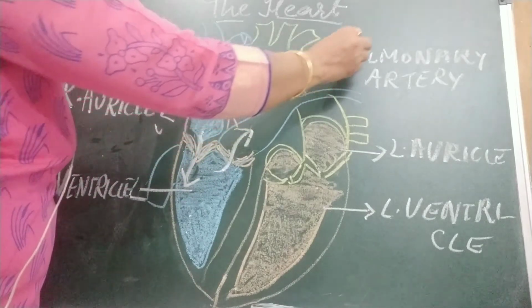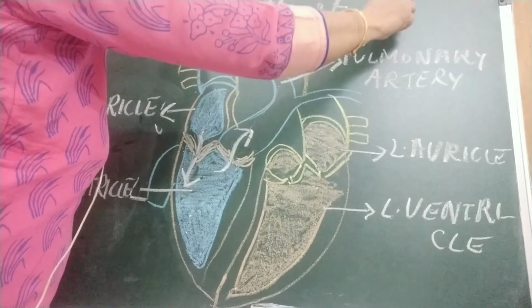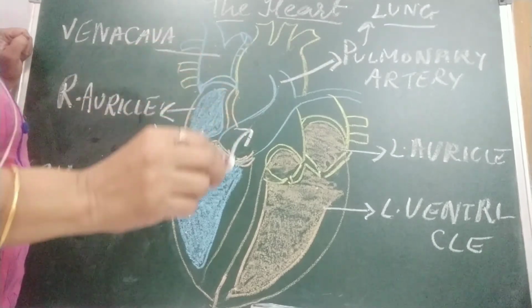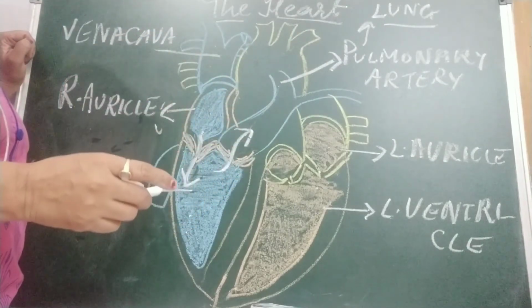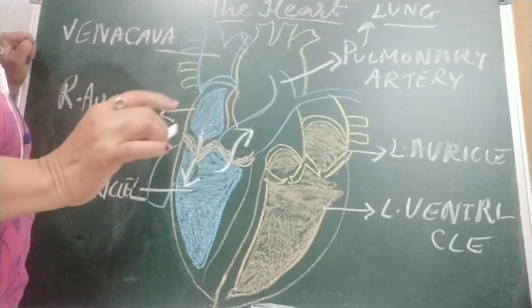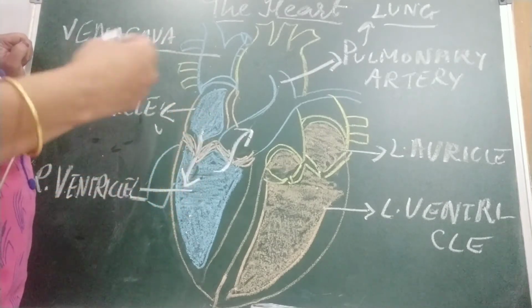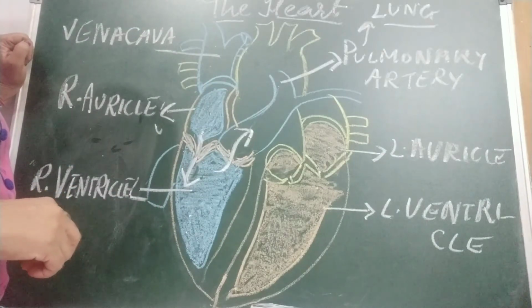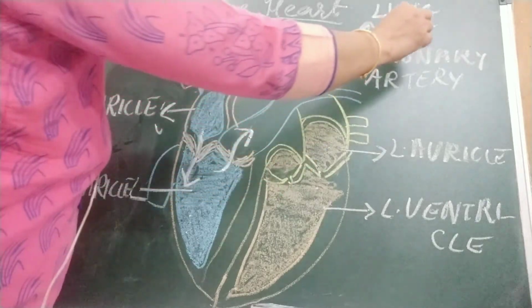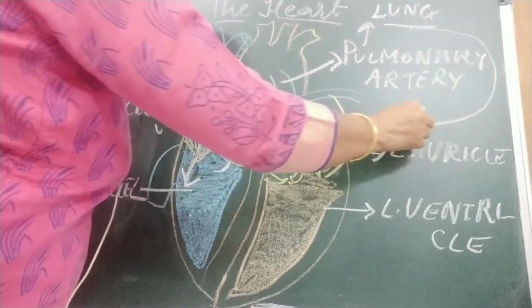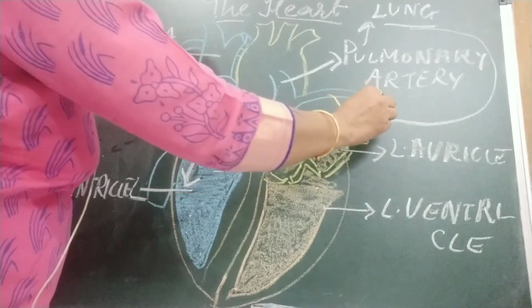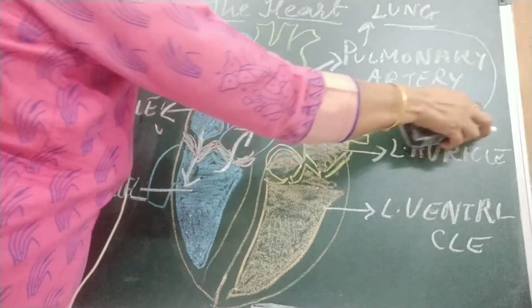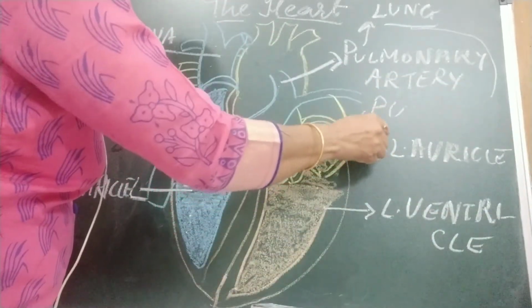From the pulmonary artery, it goes to the lungs. Okay, the blood is now in the lungs, and you have learned that in the lungs the purification of blood takes place. Carbon dioxide moves out and oxygen comes into the blood. Now the blood, after purification, will come to this side. This is your pulmonary vein.